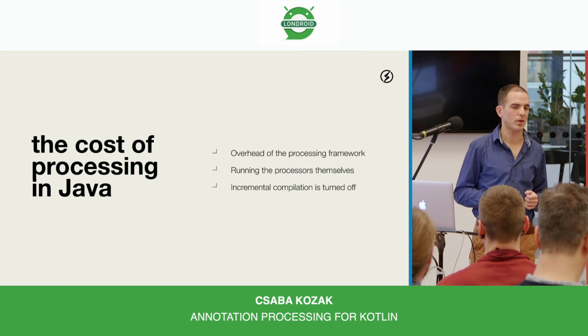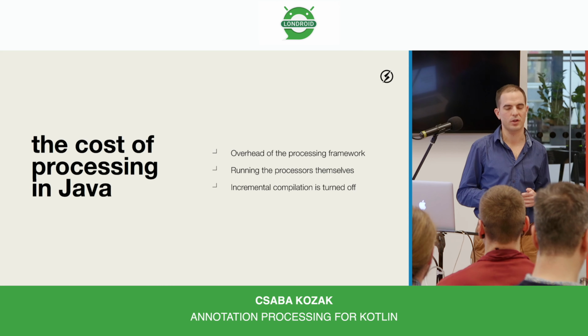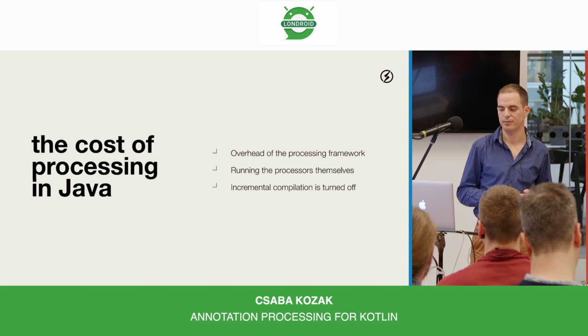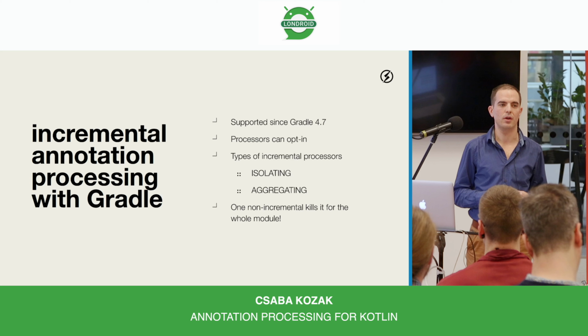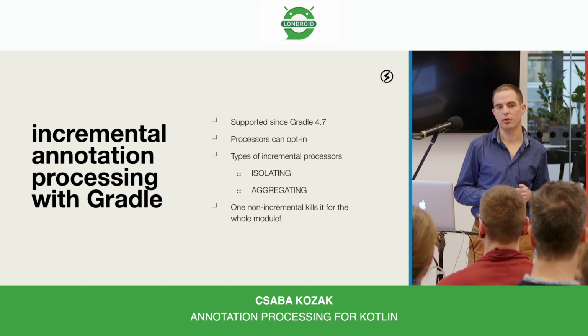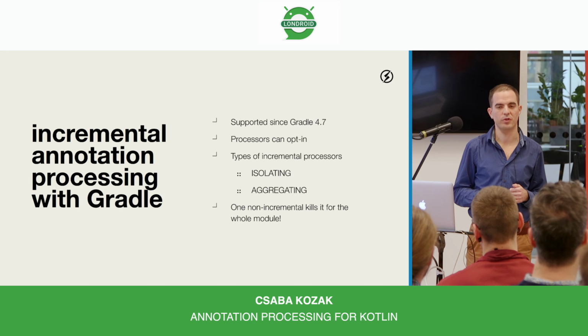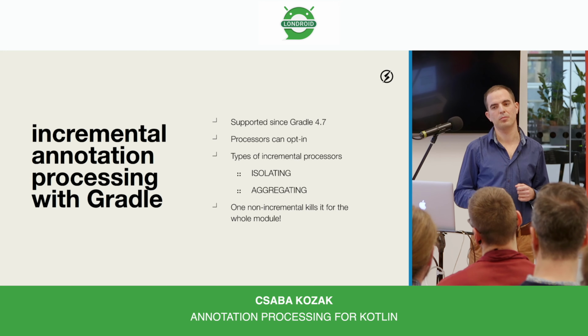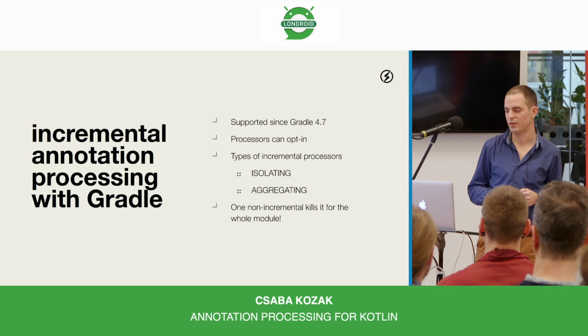And there is a very big problem with annotation processors that, at least in Gradle, incremental compilation is turned off if any annotation processor is found on the class path, at least by default. However, since Gradle 4.7, you can enable incremental processing with Gradle. So each and every annotation processor can opt in whether they support incremental compilation or not.